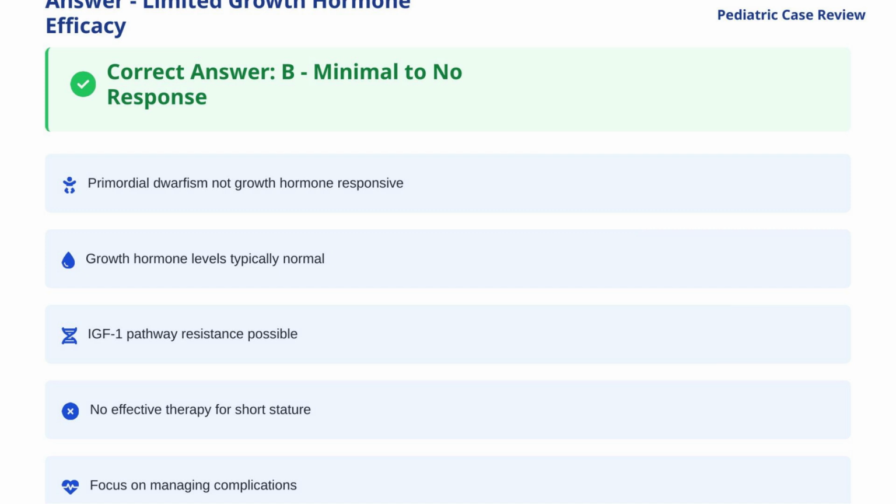IGF-1 pathway dysfunction may contribute. Currently, no effective treatment increases height. Management focuses on addressing complications, developmental support, and optimizing quality of life.